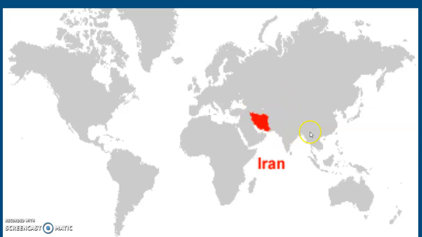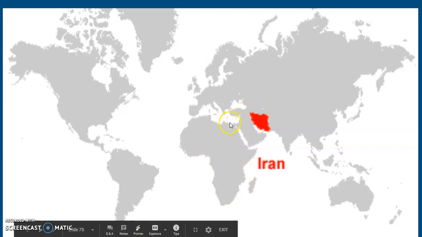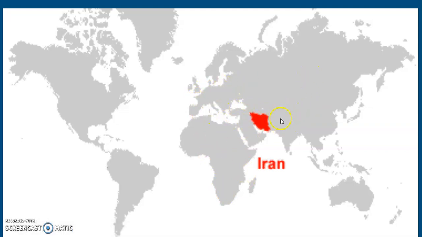So you can see over to the east, we have Asia. Right here's India and China. To the southeast, we have Arabia and Africa. To the northwest, we have Europe. So it's kind of at the crossroads between these three different continents. So it's at a really important place.